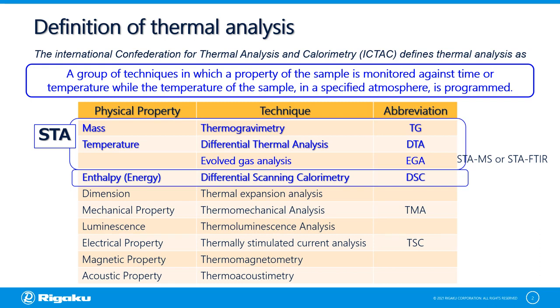For changes in mass and the temperature difference between a sample and a reference material, the simultaneous thermal analysis or STA, composed of thermogravimetry and differential thermal analysis method, is used. For quantifying the energy in a reaction, the differential scanning calorimetry or DSC method is utilized. On the other hand, evolved gas analysis or EGA is a simultaneous technique for evaluating the kind and amount of volatile products released from a material.